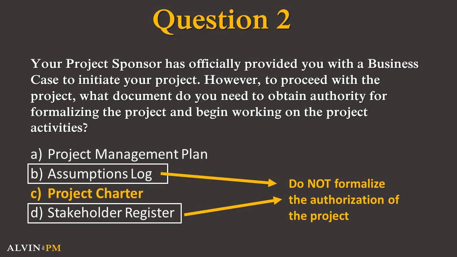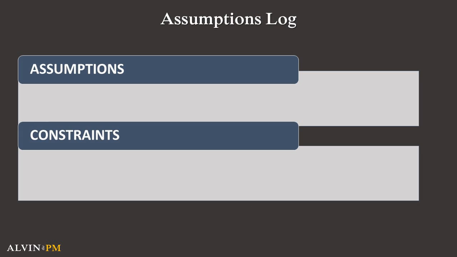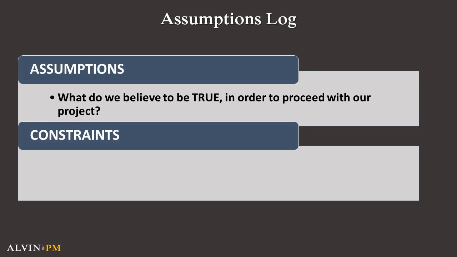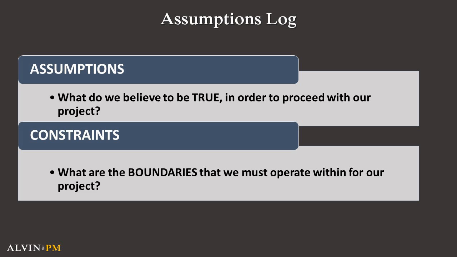Similarly, the assumptions log and stakeholder register are not documents which formally authorize the initiation of a project. The assumptions log is used to record the assumptions and constraints with the project. What do we believe to be true in order to proceed with our project? And what are the boundaries that we must operate within for our project?